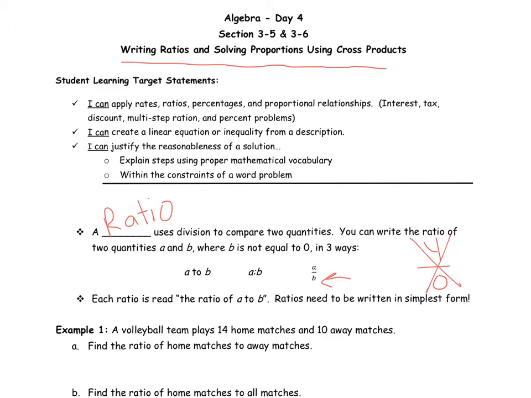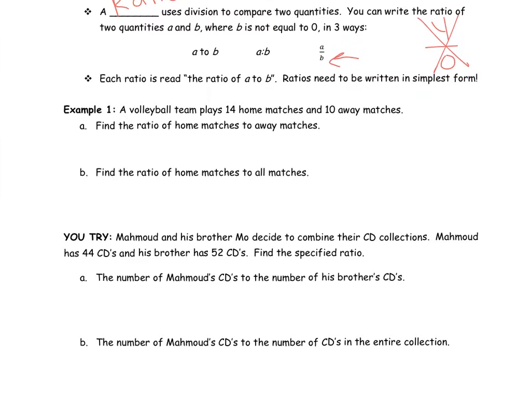So let's look at a couple of examples and you'll get an idea what we're talking about. Example 1 says that a volleyball team plays 14 home matches and 10 away matches. So find the ratio of home matches to away matches. So home is 14 to 10 away matches. So 14 to 10. But remember, it always needs to be written in simplest form. So I have to reduce that. I can divide each of these by 2. So that's really going to give me 7 to 5.